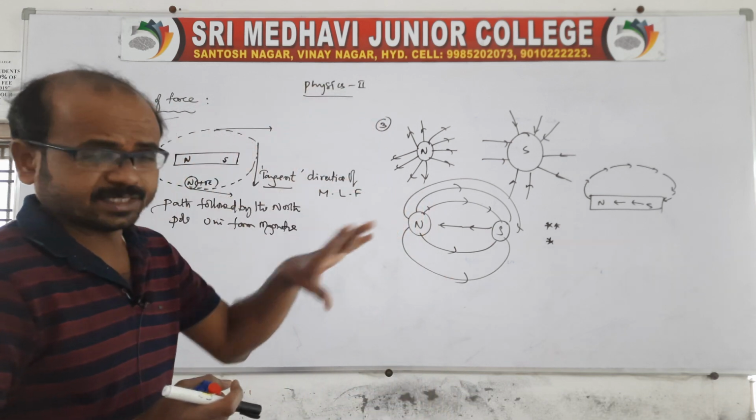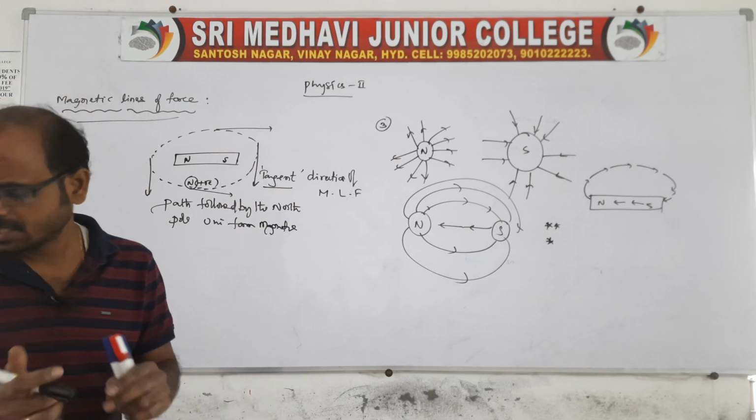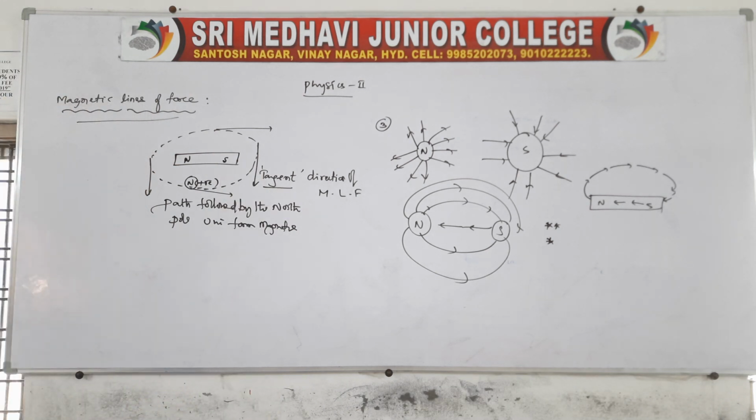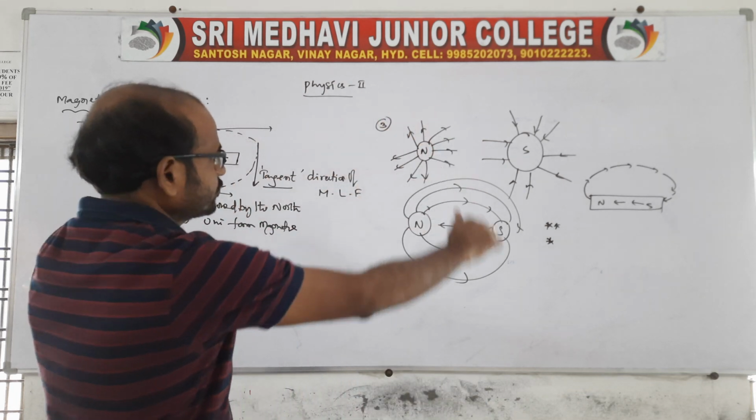So the lines never intersect. If they did intersect, we would get two magnitudes and two directions at a point, which is not possible. So this is about the properties of magnetic lines of forces, and you remember they are imaginary lines, right? Imaginary lines, and like this we can draw the magnetic lines of forces.